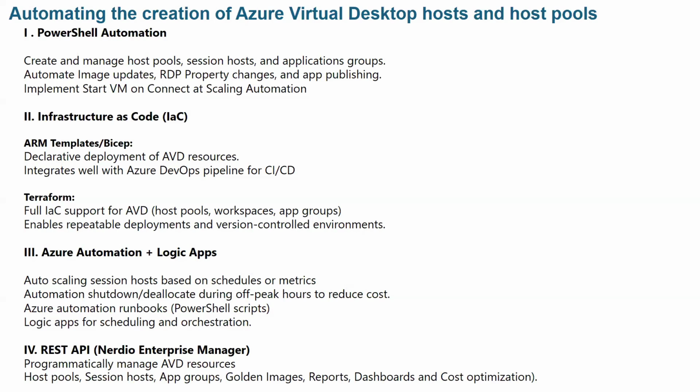Why are we creating all these things? For example, you have 4,000 machines. If all 4,000 machines are powered on, definitely you will get a big power bill. That is the cost. We can use Azure Automation runbooks or Logic Apps for scheduling and orchestration. And with the REST API, Nerdio Enterprise Manager is there, and most environments purchase it, so we can integrate. We can programmatically manage AVD resources, golden images, reports, dashboards, and cost optimization.